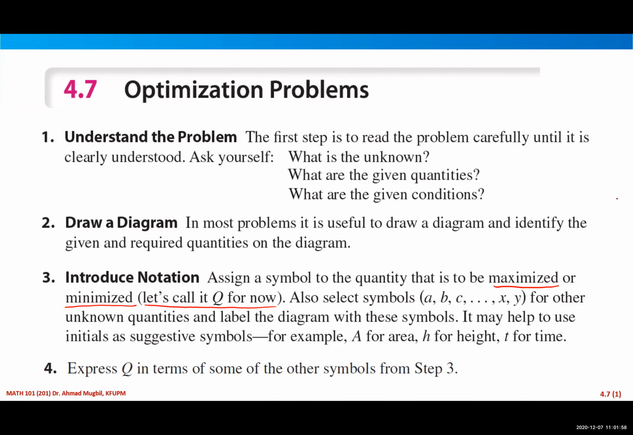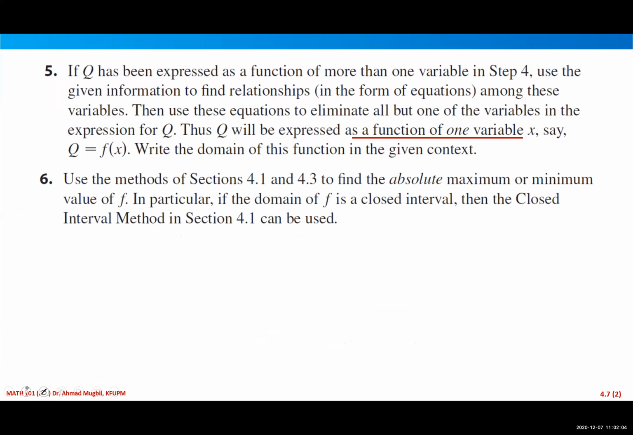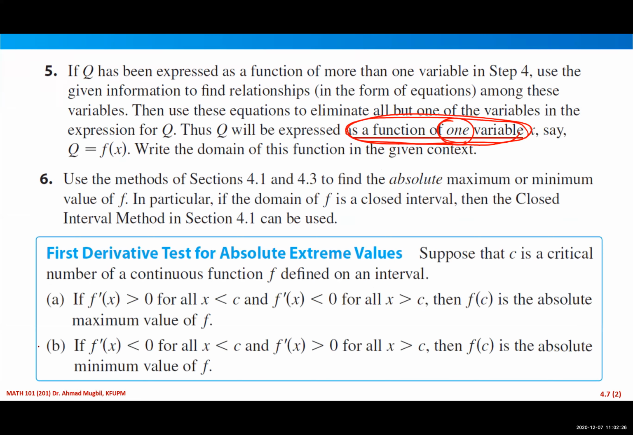Then in the next step, you need to write this quantity as a function of one variable. Keep this in mind, one variable only, because what we are doing here, Shabab, we are studying functions of one variable. It shouldn't be two variables. And of course, use the ideas of the absolute maximum and the absolute minimum that you have learned in 4.1 and 4.3.